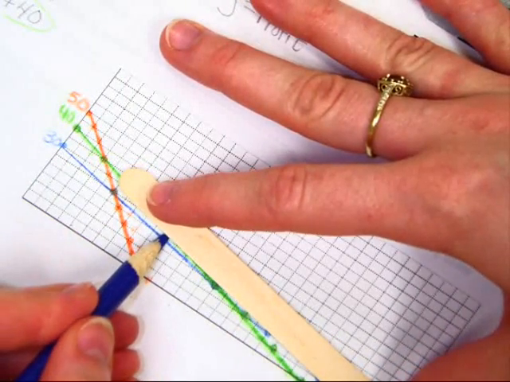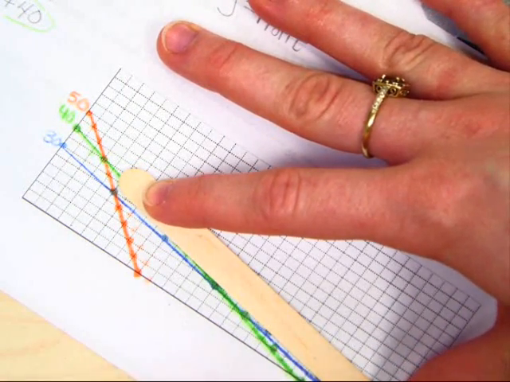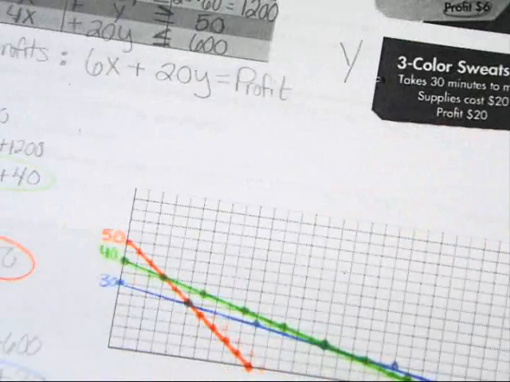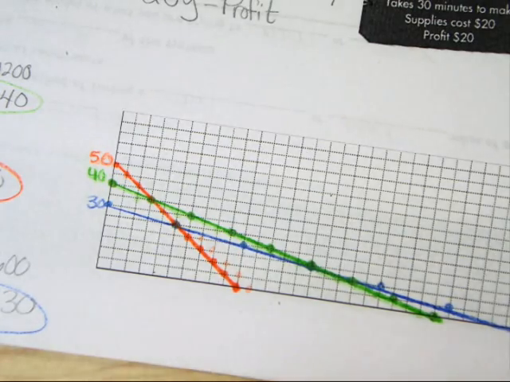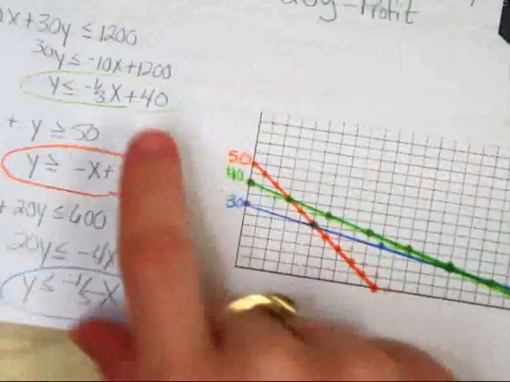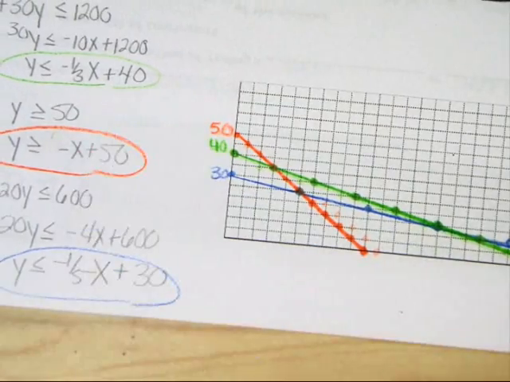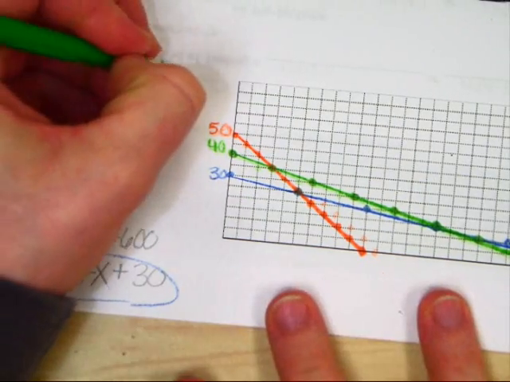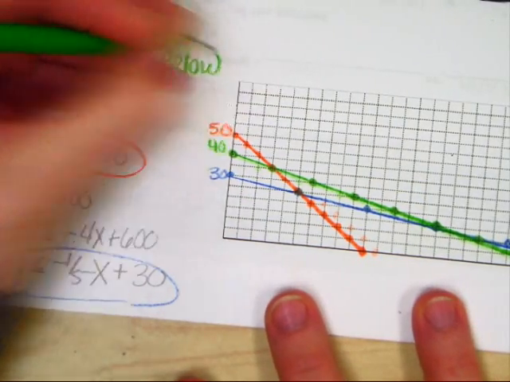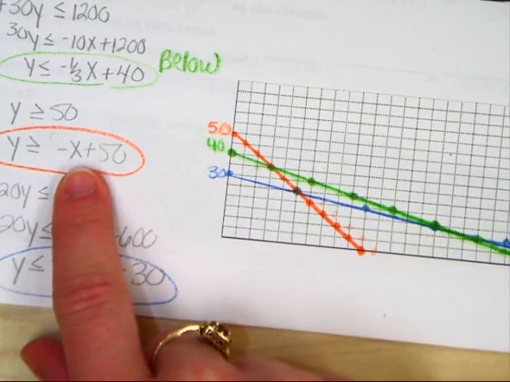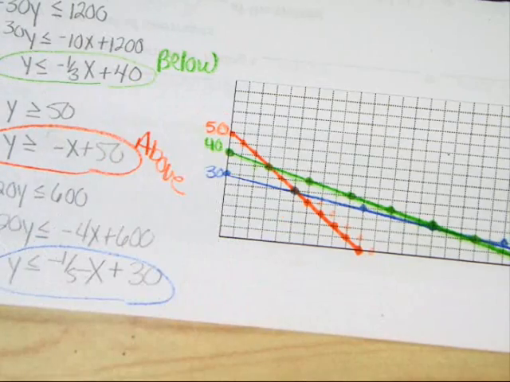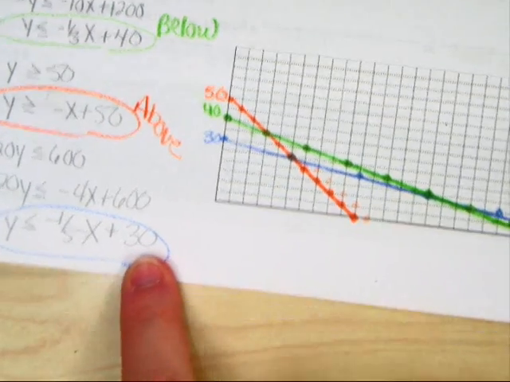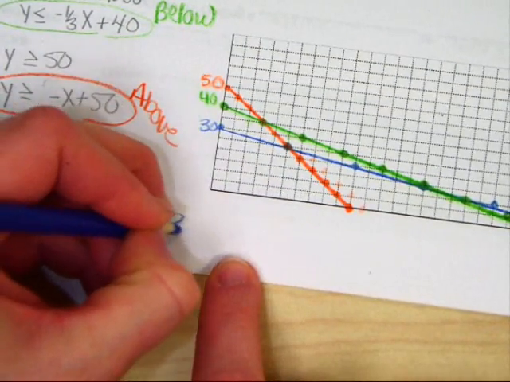Okay. So we have orange, green, and blue all graphed. Now we have to figure out where to shade. Since we need to be below the green, I have to shade below the green. Since the orange says greater than, I need to shade above the orange. Since the blue is less than, I need to shade below the blue.